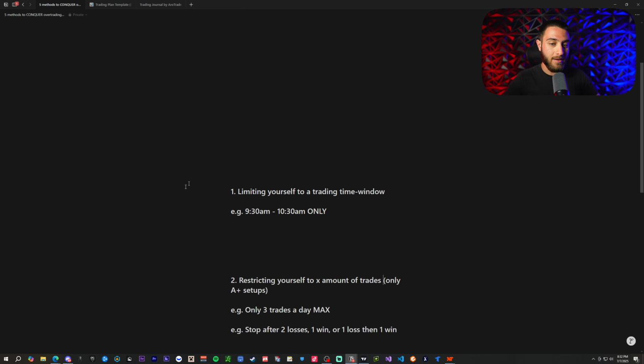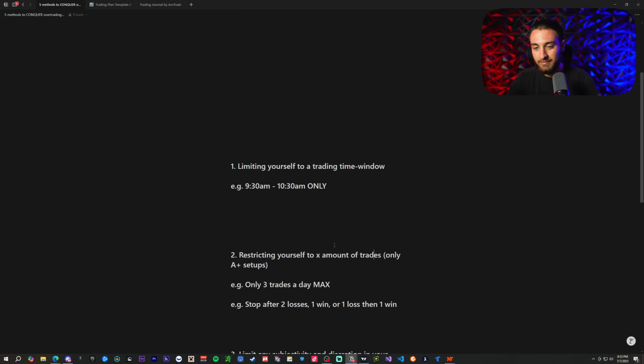Okay? And one thing I want to also mention is you can combine some of these rules together as well. For example, you can combine the limiting trades window, you can combine the restricting yourself as well, and the other 3 plus the bonus one as well, to get you maxing out mastering overtrading. All right? You want to undertrade max right here. Okay? That's what we want to do.